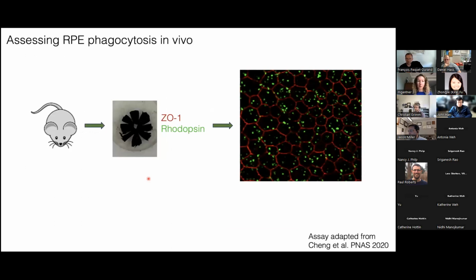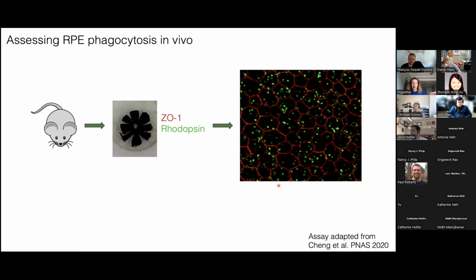So we used an in vivo assay where we took the eye cup from the mice, made a flat mount with the RPE facing up, and then stained that for ZO1 to get our borders, and rhodopsin. This is an assay that we adapted from Claudio Punzo's lab; it was one of the times I had seen this presented, and he helped guide us on this.